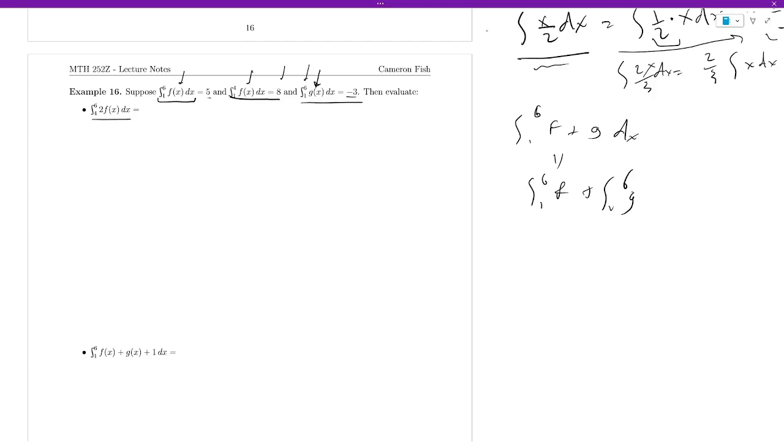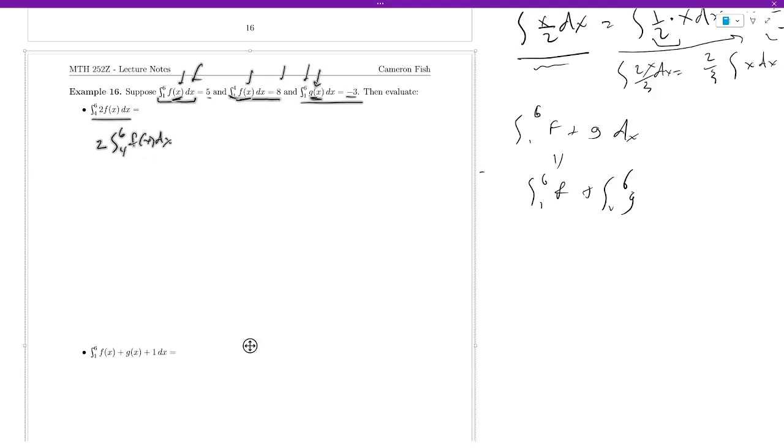So I want to integrate from 4 to 6 of 2f of x. First of all, let's just deal with this 2. I can pull the 2 out front. That's my scaling rule. Why would I want to do that? Well, there's no 2's anywhere on the insides of these integrals, so probably I need to isolate this part and work with that.